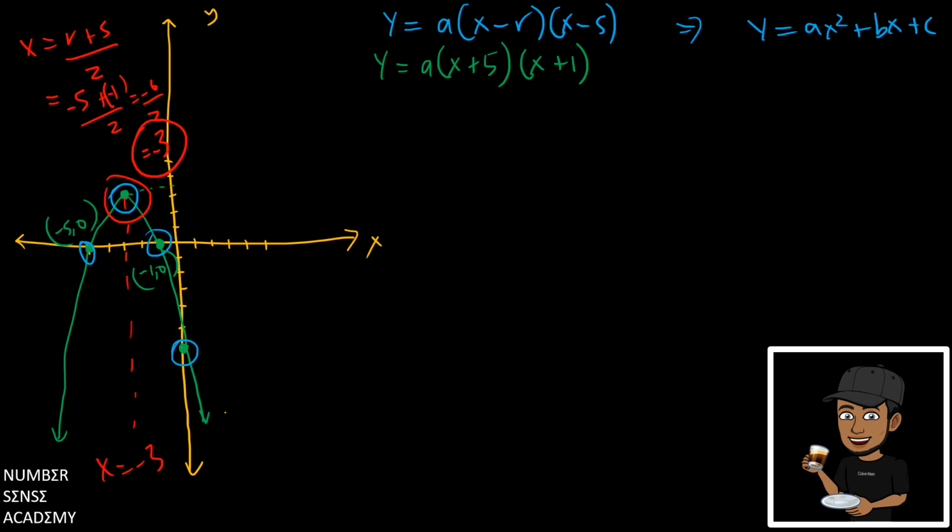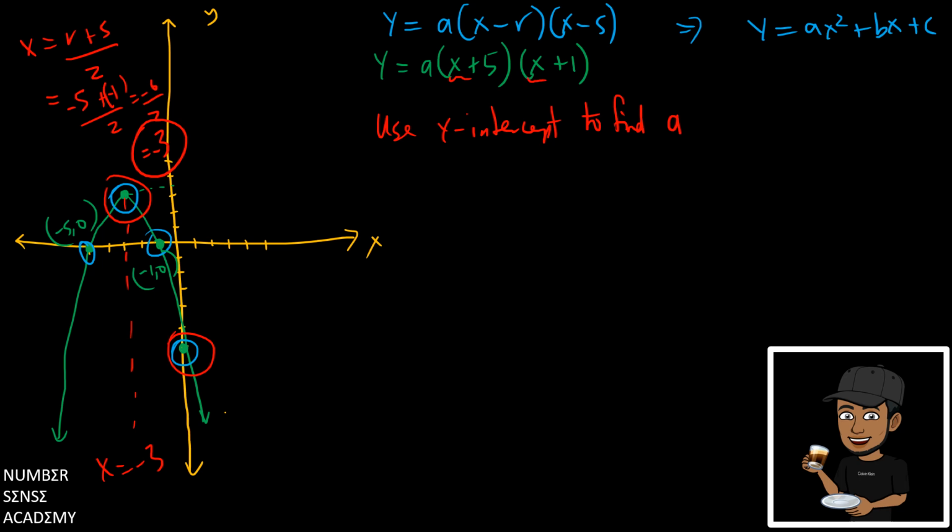But I need to find a. How can I find a? The easiest way to find a is to use the y-intercept. So use y-intercept to find a. Reason is because x is going to be 0. So these two values will be 0. If they're not, you're going to be doing a lot of work.